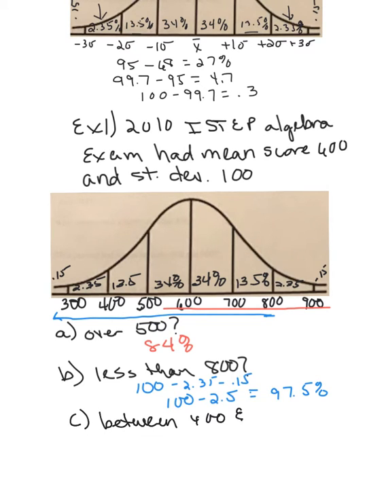On question C, you are asked what percent of the scores are between 400 and 900. So we're going to go back up to our curve. 400 is here, 900 is here, and if we add up all of those sections, 34 plus 34 gives us 68, plus the 13.5 plus the 13.5 gives us 95. So we have 95 plus 2.35, which gives us 97.5%.